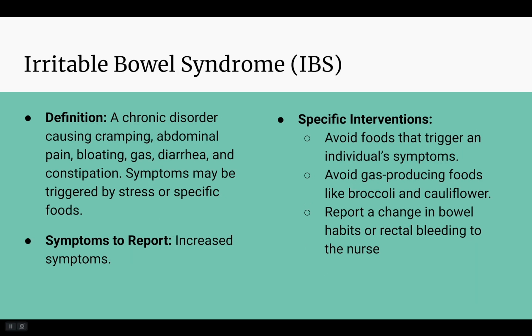Irritable bowel syndrome, IBS. Definition: a chronic disorder causing cramping, abdominal pain, bloating, gas, diarrhea, and constipation. Symptoms may be triggered by stress or specific foods. Symptoms to report: increased symptoms. Specific interventions: avoid foods that trigger an individual's symptoms. Avoid gas-producing foods like broccoli and cauliflower. Report a change in bowel habits or rectal bleeding to the nurse.